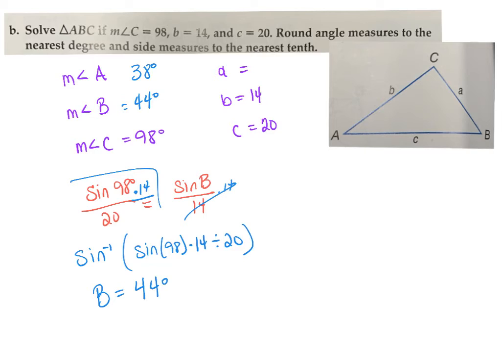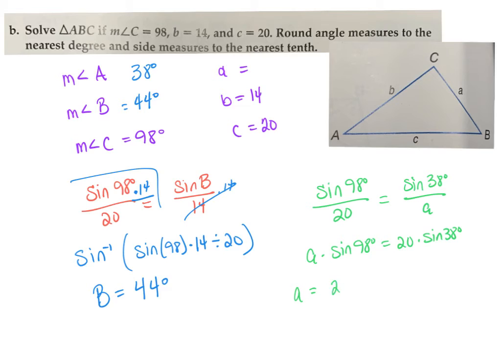Now that I have the 38, I will have to use my law of sines again. And I always go back to the one that was given to me because I have somewhere probably rounded in this. And so once again, I'm going to say sine of C over C equals sine of A over A. And do the same thing, right? Cross multiplication. So A times the sine of 98 equals 20 times the sine of 38. So A will equal 20 times the sine of 38 over the sine of 98, which is going to give me 12.4 when I put that in my calculator.